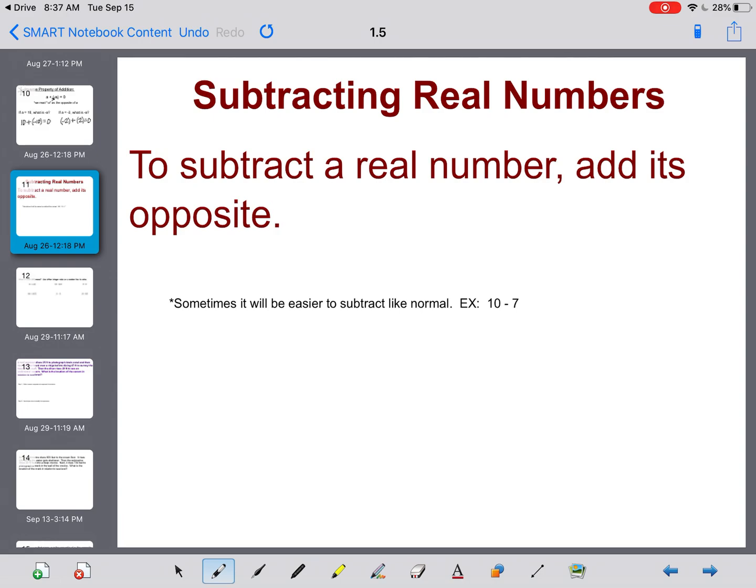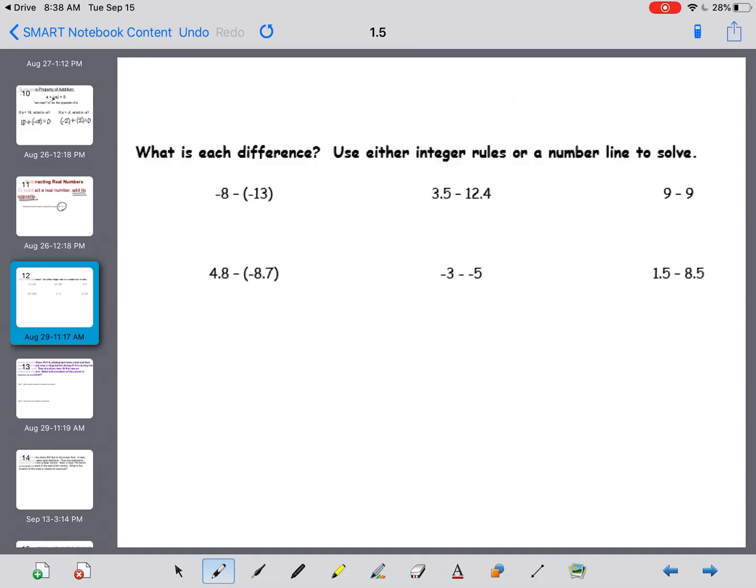Switching to subtracting real numbers. To subtract a real number, we add its opposite. Sometimes when you get a nice easy one that you can do in your head, it'll be easier just to subtract it like normal. But if they're not that easy, we want to add the opposite.